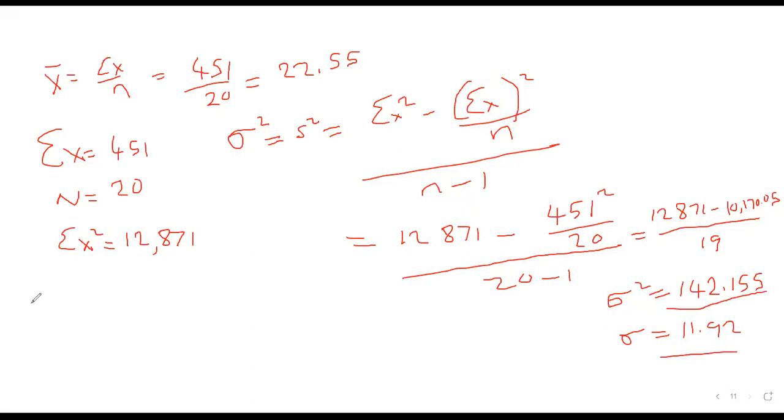Then we have what we call coefficient of variation, which is standard deviation over the mean times 100. So what do we have? 11.92 over 22.55 times 100. What do we get?